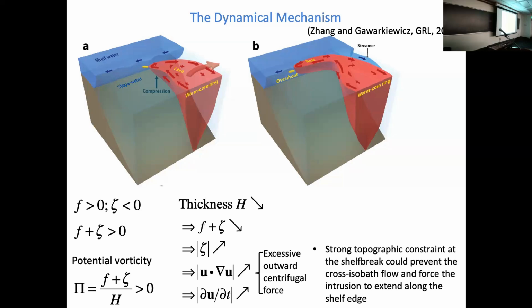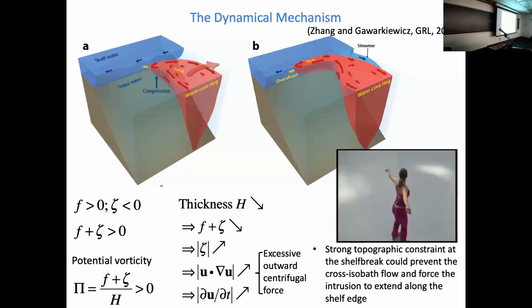As the limb comes onto the upper continental slope, the water depth becomes shallower and shallower. So the feature is being squeezed or squished in the vertical direction. So that H decreases, right? H decreases, and in order to preserve the potential vorticity, I assume everybody knows about the potential vorticity conservation, right? So I guess I don't need to get into that. Right, so potential vorticity has to be preserved.